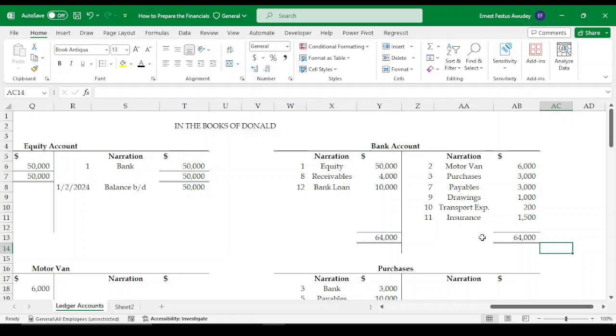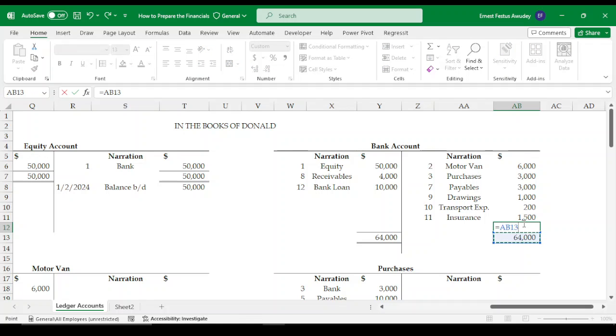Now that we have that, we are going to ensure that the totals are now equal. So what do I do? This is the side with the lower total. So I'm going to make sure that all of these amounts equal 64,000. I'll just come here and write equals, select my total and subtract from it the sum of all of these amounts here, close my parentheses.